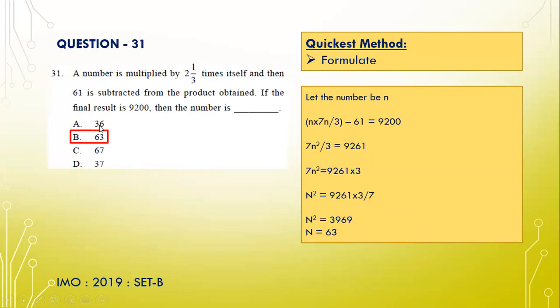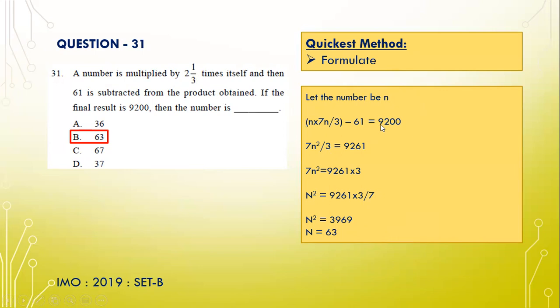A number is multiplied by 2.5 times itself, and then 61 is subtracted from the product obtained. If the final result is 9200, then the number is what? Number is multiplied. So let the number be n. It is multiplied by 2 integer 1 upon 3, which is 3 times 2 plus 1 is 7, 7 upon 3. 7 upon 3 times itself. So 7n upon 3. And 61 is subtracted from the product. So multiply the number and 7 upon 3 times the same number and subtract 61 from the product.